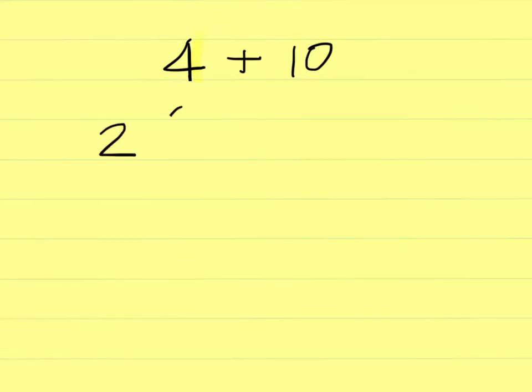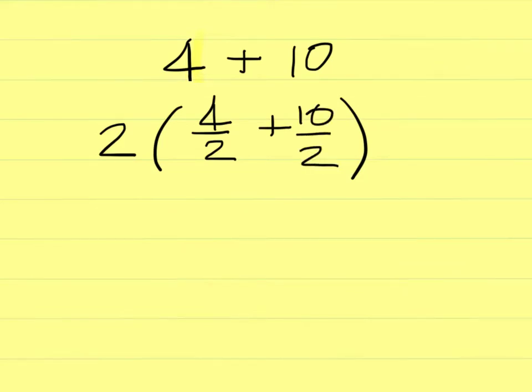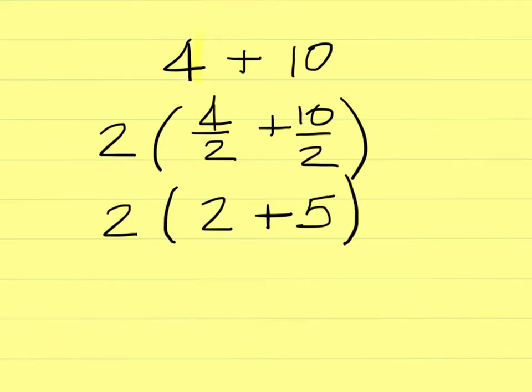2. So what I would do from there is put 2 outside of a set of parentheses and then divide everything inside by 2. So I would end up with 4 over 2, which is 2, and then 10 over 2, which is 5. Now I've factored out a 2. That's what we've just done. We factored out a 2 from the 4 and 10.